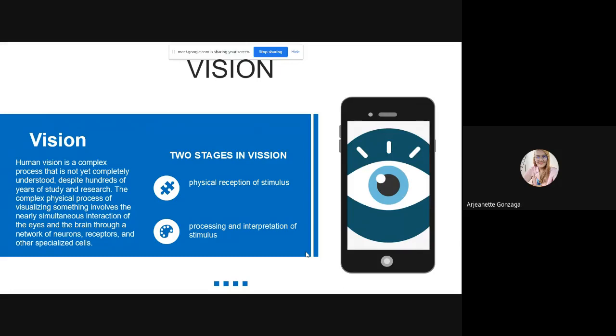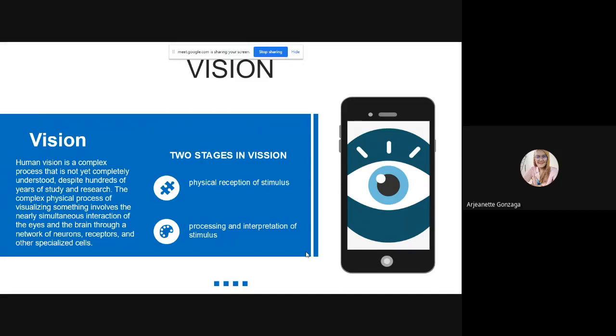Kaya sa ating computers, meron tayong settings for brightness and colors, kasi pwede mo siyang i-adjust for the sake of your eyes. Okay, nandyan yung color. It is made up of hue, intensity, and saturation. Kapag nagde-design kayo, makikita nyo tong hue, intensity, and saturation.